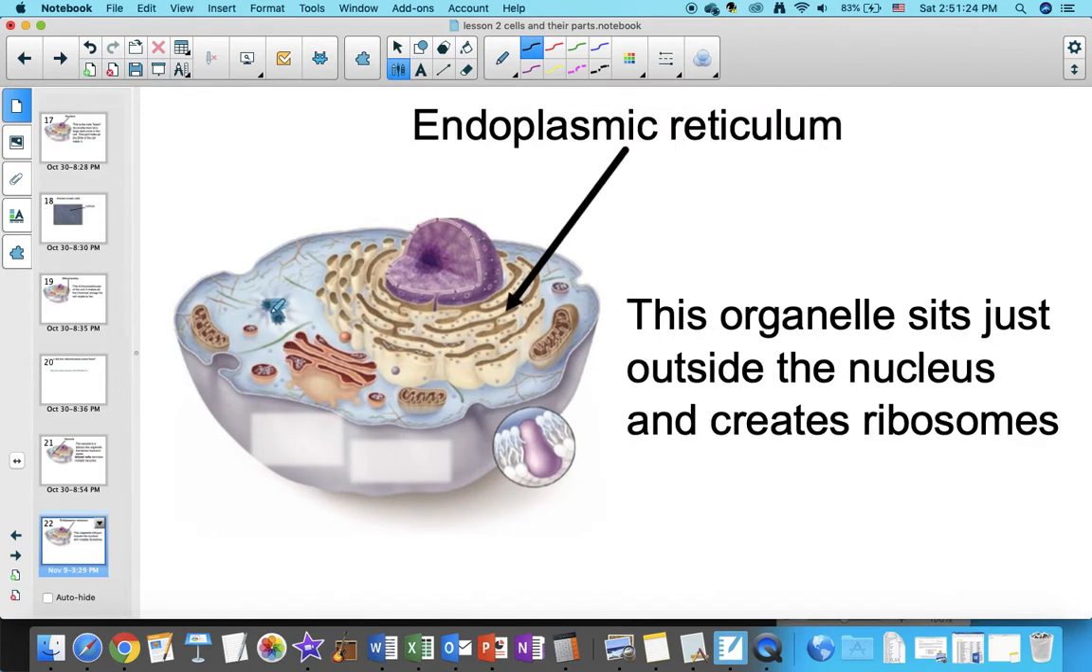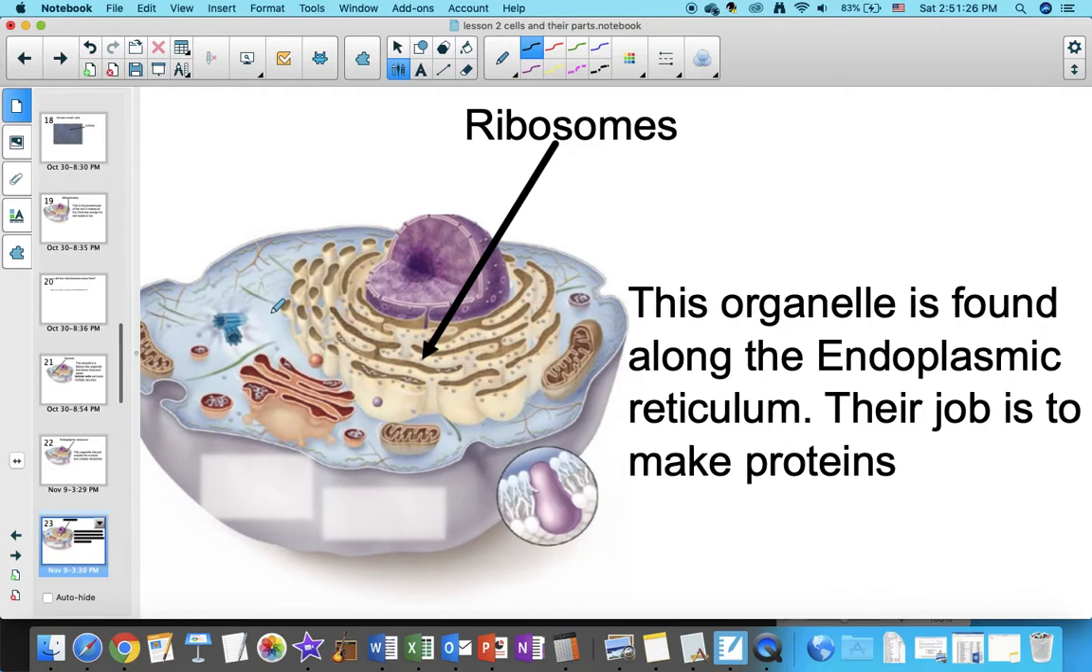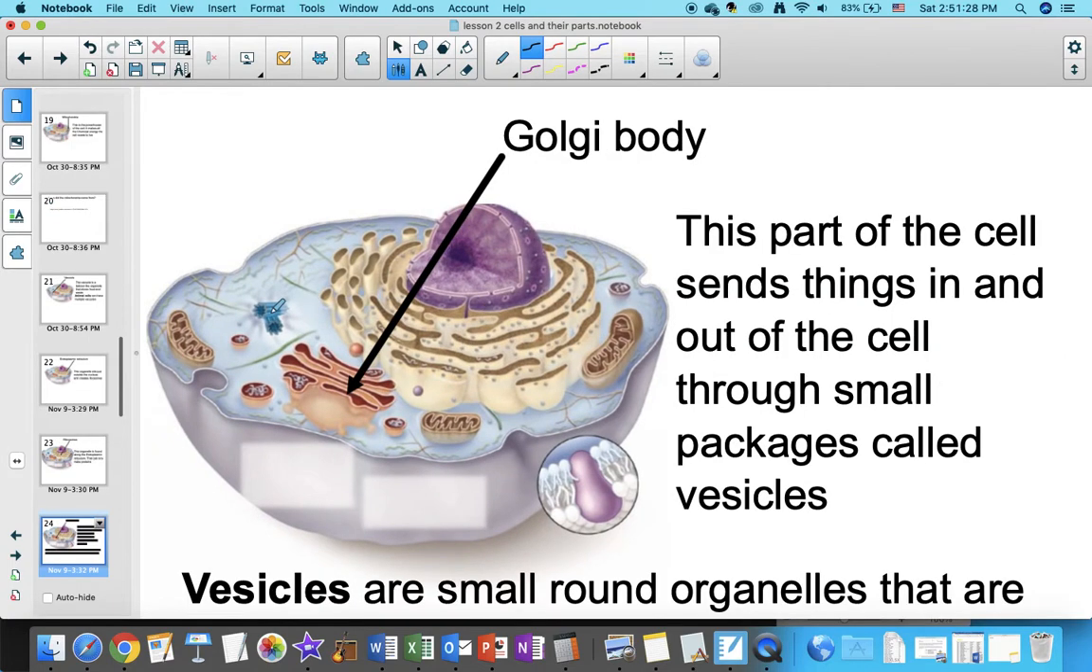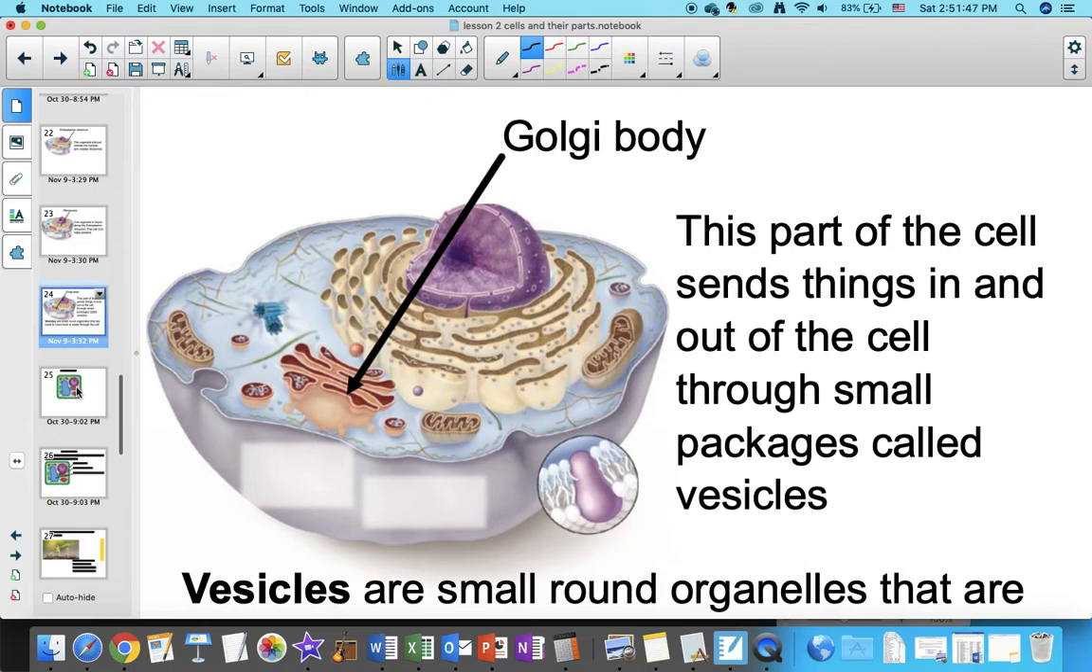We have the endoplasmic reticulum, which makes ribosomes. We have the ribosomes, which make proteins. We have the Golgi body, which is kind of like a huge mail or FedEx service where they put things in vesicles, which then get shipped out to where they need to go. So if food gets in there, the Golgi body will be like, that's food, put it in a vesicle, and send it to either the vacuole or the mitochondria to make energy.